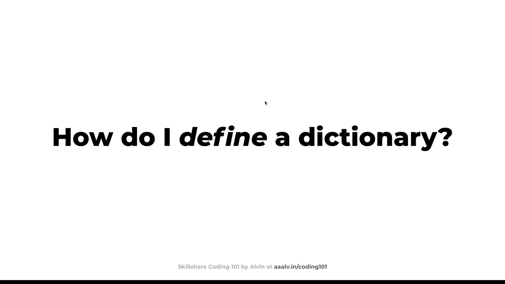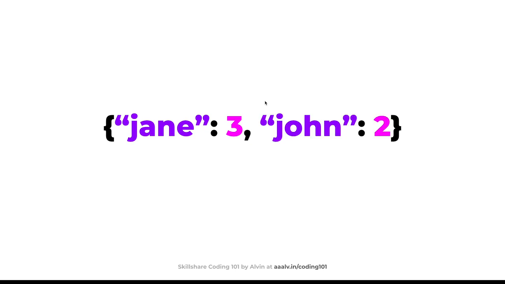How do I define a dictionary? We always use curly braces, one to start the dictionary and one to end the dictionary. We use a colon to separate the key from the value. Here, the key is a string, denoted using purple. Here, the value is a number, denoted using pink. The dictionary maps the key Jane to the value 3. We use commas to separate entries in the dictionary.